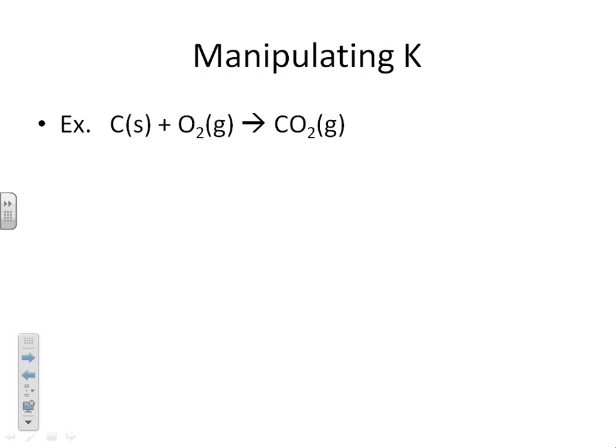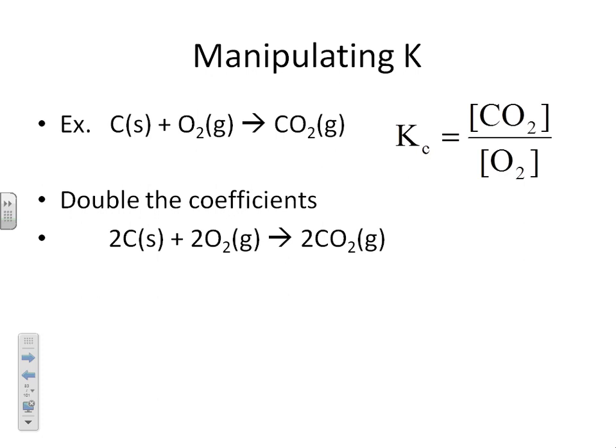If we take the exact same reaction again and write the equilibrium expression for it, it's the concentration of carbon dioxide gas over the concentration of the oxygen gas. If we were to take the same reaction and double it so that the coefficients are now 2, we've got 2 carbon solids plus 2 oxygen gases goes to 2 carbon dioxide gases. If I asked you to write the equilibrium expression for this reaction now, Kc is equal to the concentration of the carbon dioxide squared divided by the concentration of the oxygen gas squared, because coefficients become exponents in the K expression.